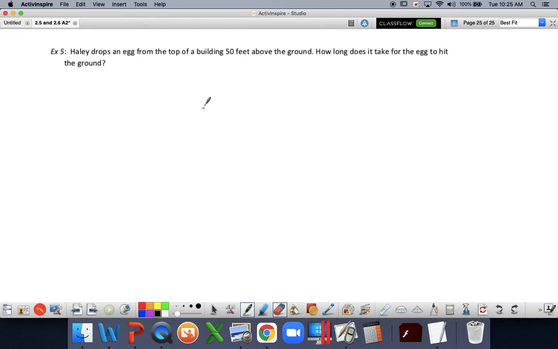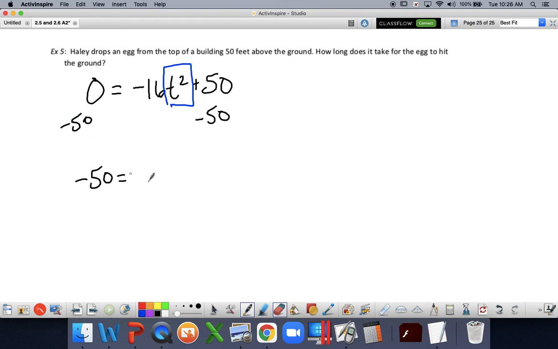Haley drops an egg from the top of a building 50 feet above the ground. How long does it take for the egg to hit the ground? So we are going to use our first equation, and our ending height is going to be 0. You could definitely solve this by taking the square root, and actually let's do that. Let's mix it up a little bit. I want to isolate my t squared. So I'm going to subtract 50 from both sides. Remember, there's so many different ways. We could have done the quadratic formula, but this one is such a nice example to do using square roots.